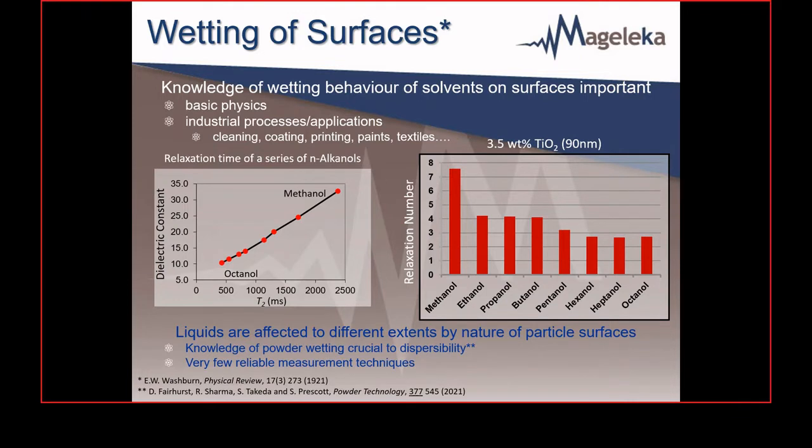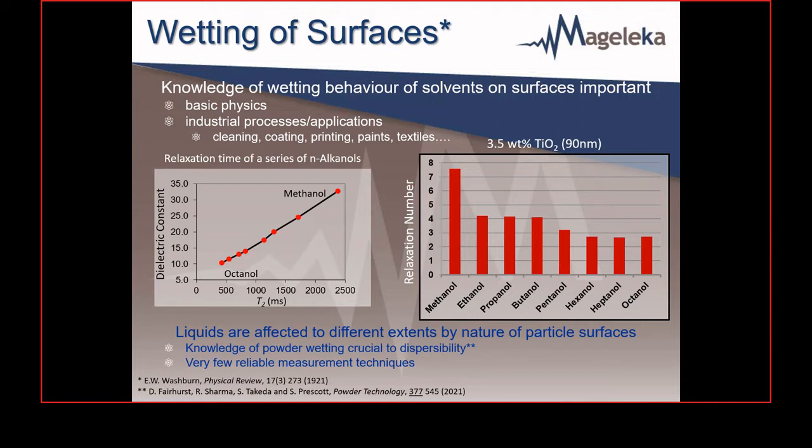So let's look at the wetting of surfaces itself. The initial step in the preparation of particle dispersions is the incorporation of the dry powder into a liquid. And the liquid can be water, oil, or non-aqueous solvent. Now, it's long been known, and there's a paper by Washburn as far back as 1921, that knowledge of wetting behavior of solvents on surfaces is important. Basically, from the basic physics and mechanics of the process, but it's also important in a wide range of industrial processes such as surface cleaning, coatings, printing, etc.